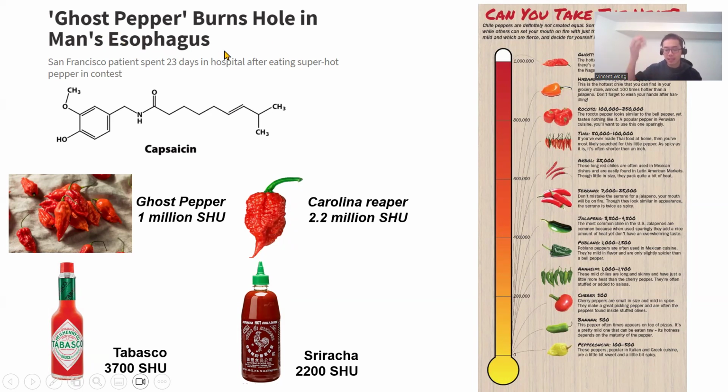So remember, the esophagus has stratified squamous epithelium to protect itself from all this exposure. But when something is way too hot, you just can't withstand it, and you end up ripping a hole in the esophagus. The guy had to spend 23 days in the hospital after eating these super hot peppers. And when it comes to the hotness of these peppers or anything that's hot, there is actually a chemical in it that's responsible for creating this hot sensation.